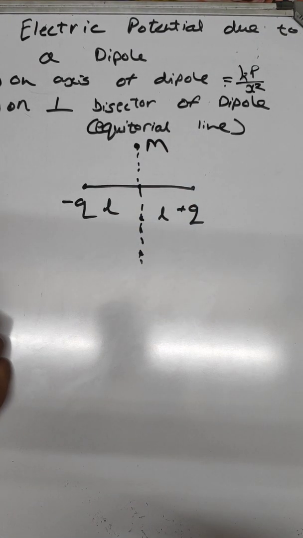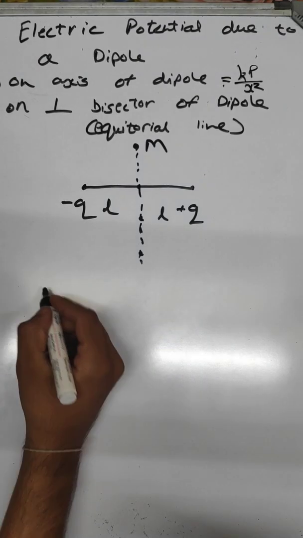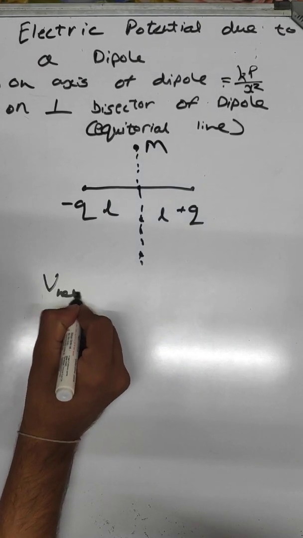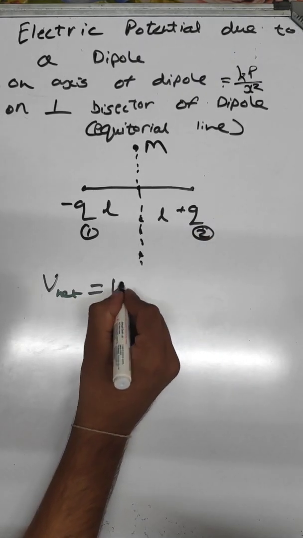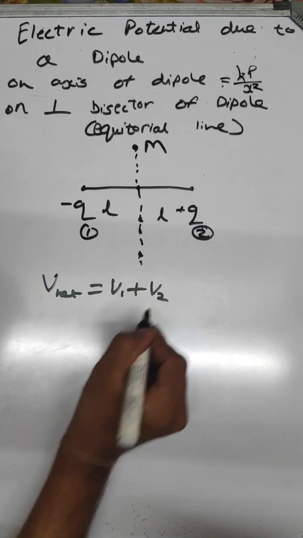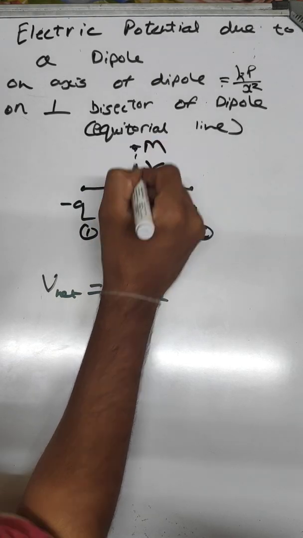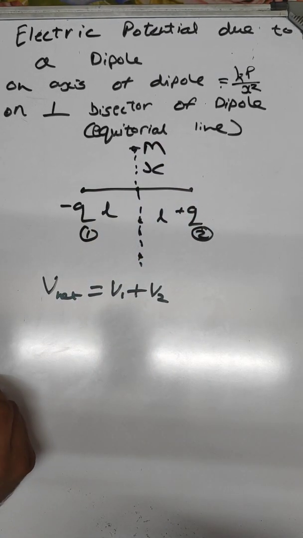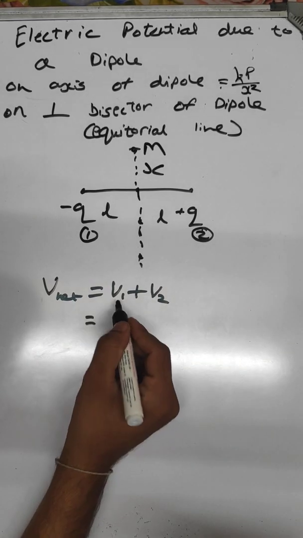Okay, now what will be the potential due to this electric dipole on point M? So we need to find V net. Let us assume this is charge 1, this is charge 2. So what will it be? It will be V1 plus V2. Now let us say this point is at distance x from this dipole. Okay, the perpendicular distance from this dipole is x. Then what will be the value of V1?